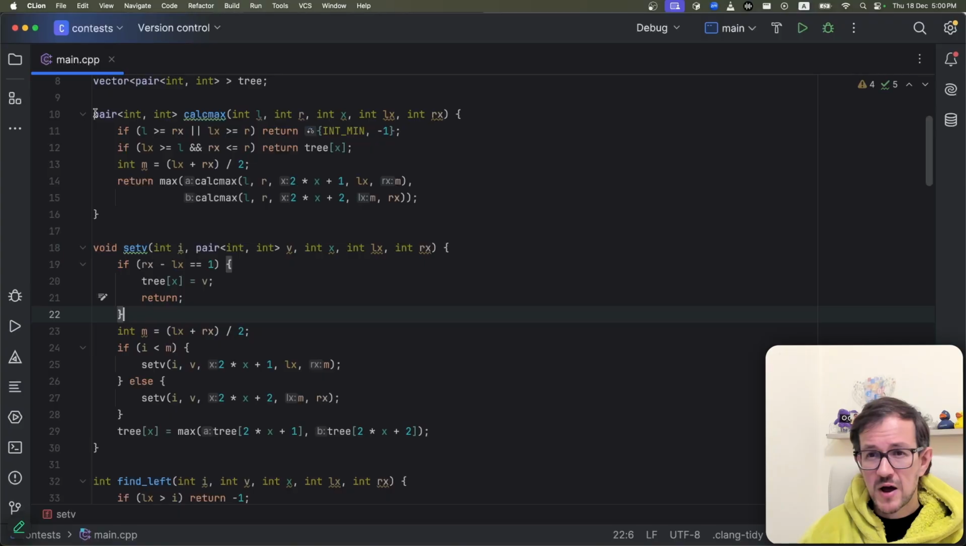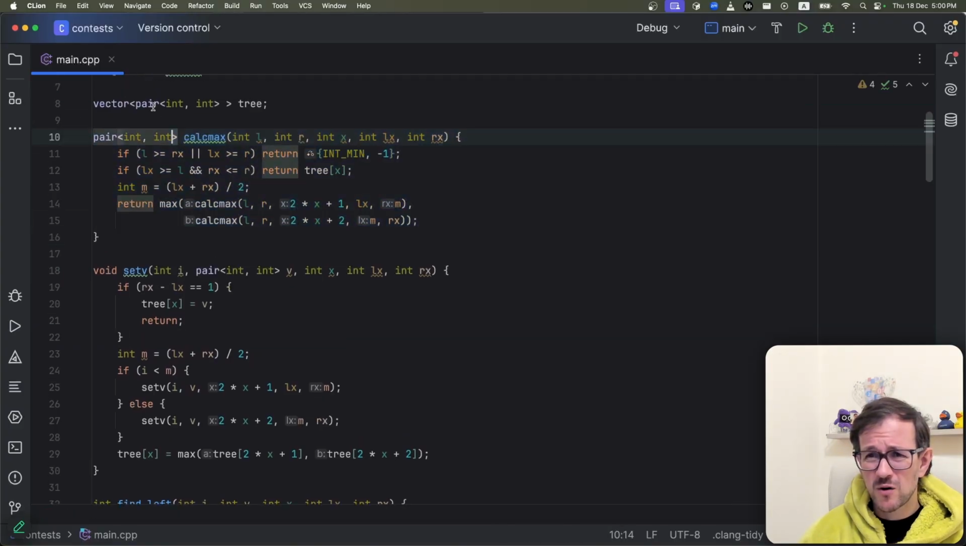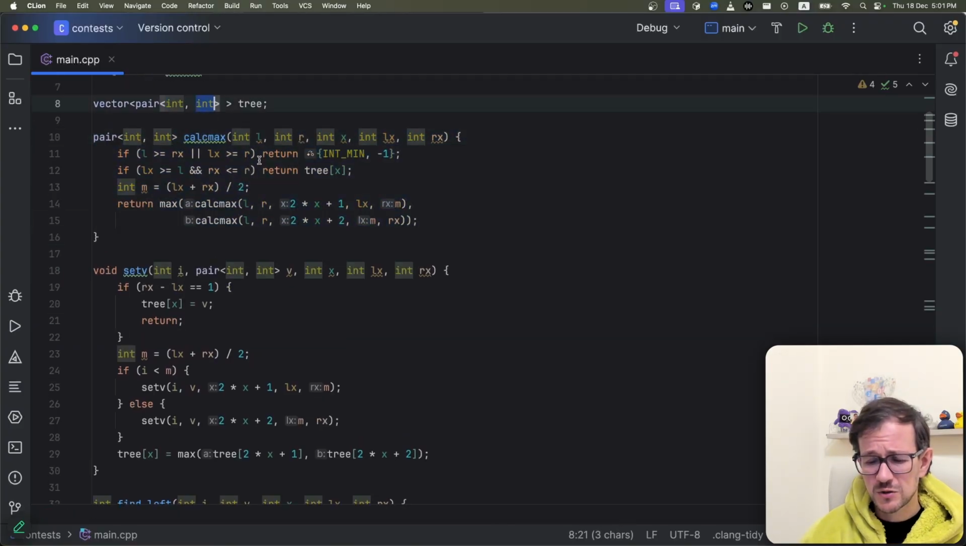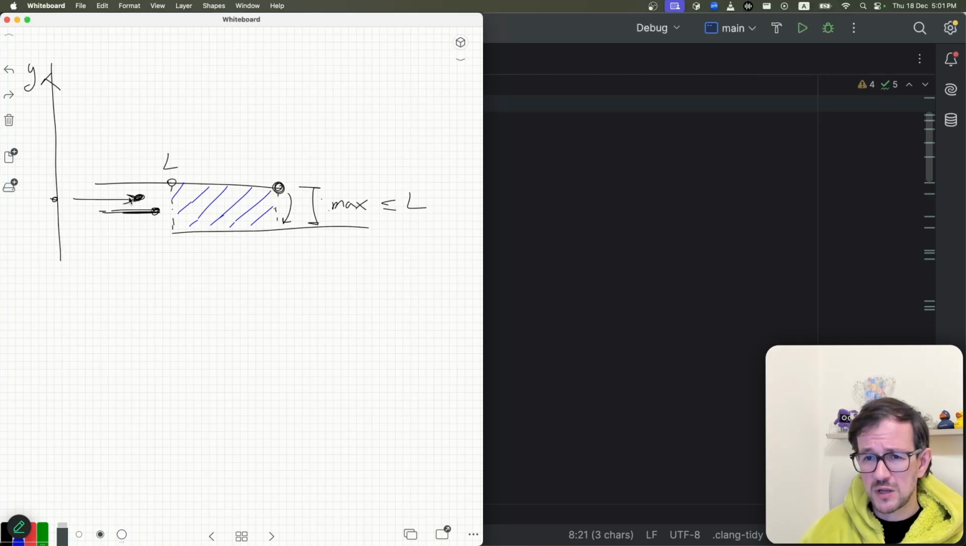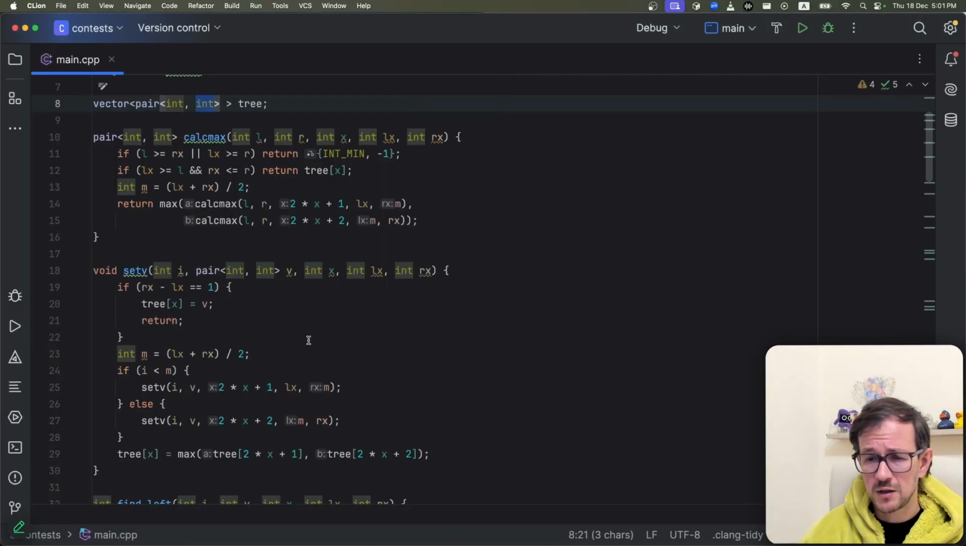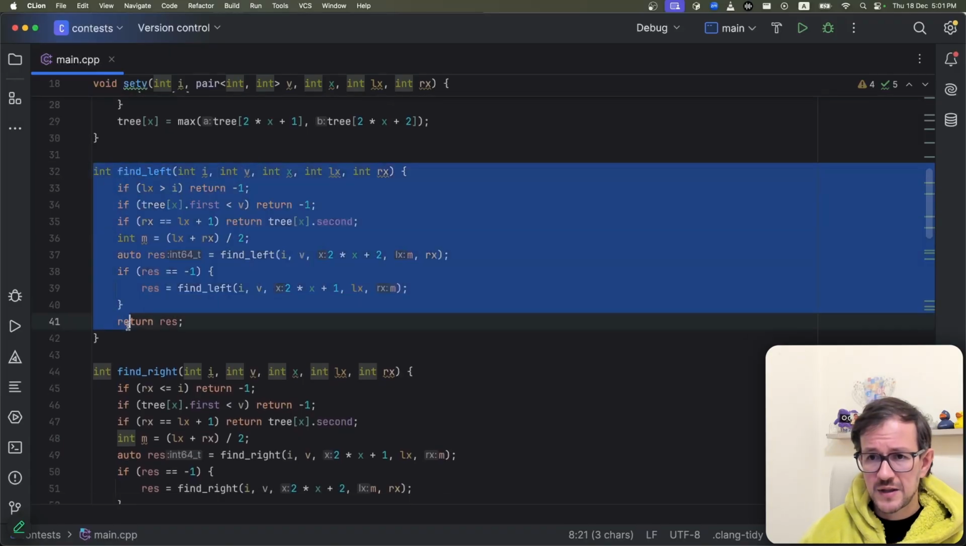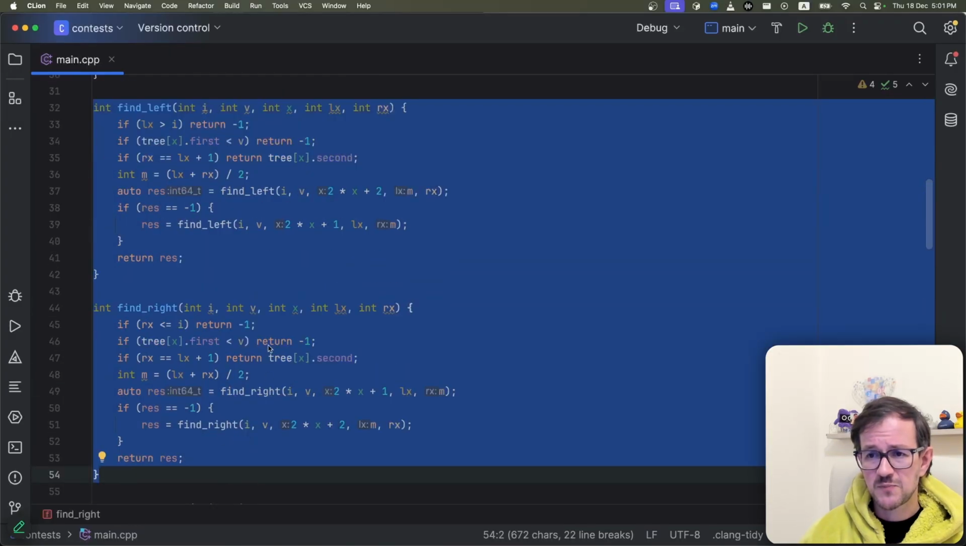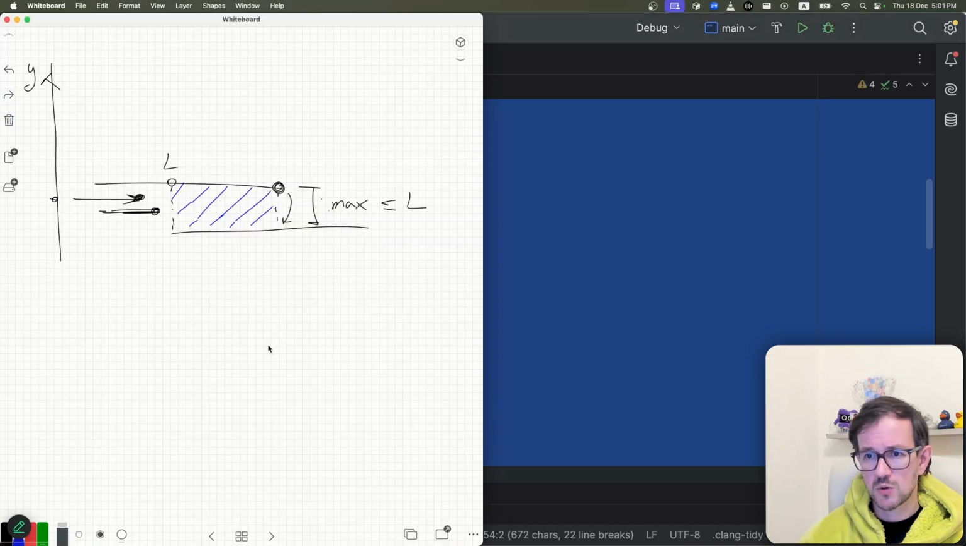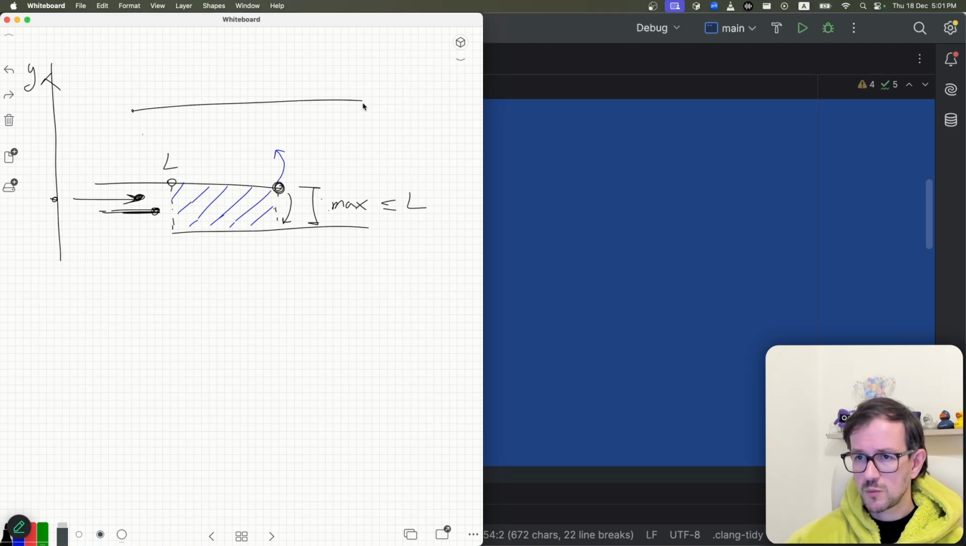So this operation finds the maximum. I put a pair of value and index because I need to remember the index of this panel. So I need to remember which panel I hit. These operations I use to find the next panel. So I find the next panel which is on the same level as me. Also I need to find the panel above me, and this panel.